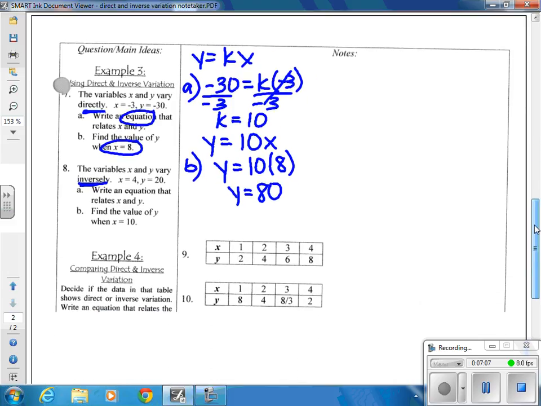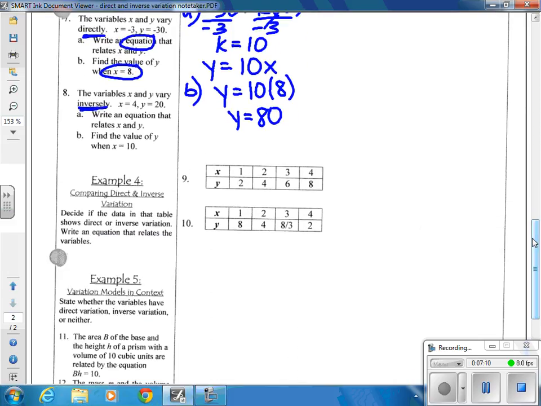For example 4, you are comparing tables to describe if the data in that table shows direct or inverse variation, and then write an equation that does relate those values. So the first thing we want to figure out is what the pattern is amongst the values. If you look at number 9, if I go from 1 to 2, I'm adding 1, and that pattern exists all the way across. And then if I go from my y's, I'm going from 2 to 4, which is plus 2, plus 2, and plus 2. So the pattern is the same. And remember, in order to find our pattern, it's always y divided by x. So in this case, it would be 2 divided by 1, or just 2. So the value or the pattern that goes in front of the x is 2.